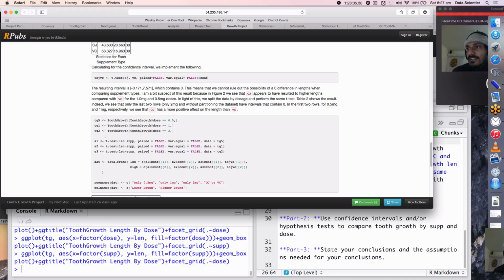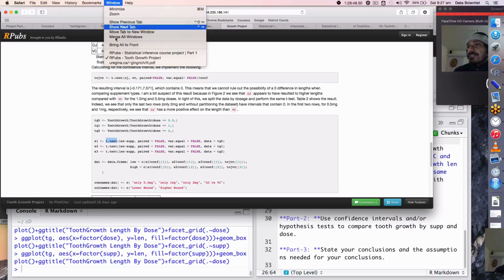So actually it's a very simple thing. It's just one line of code, that is t.test. So t.test is actually going to test these things out. And there's something called paired t-test. So that was our topic of interest today, which we didn't cover.